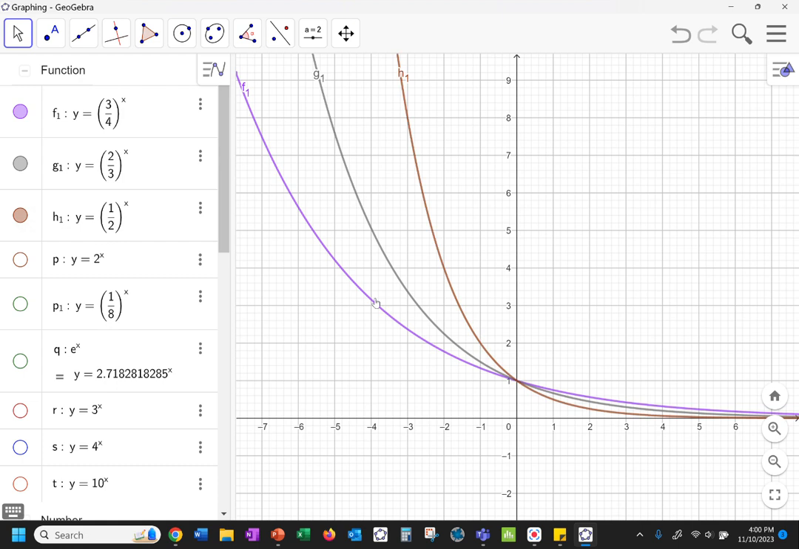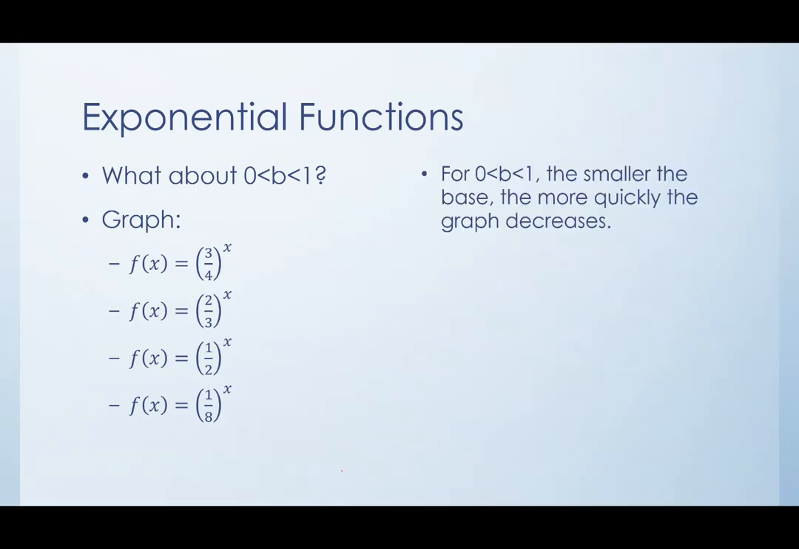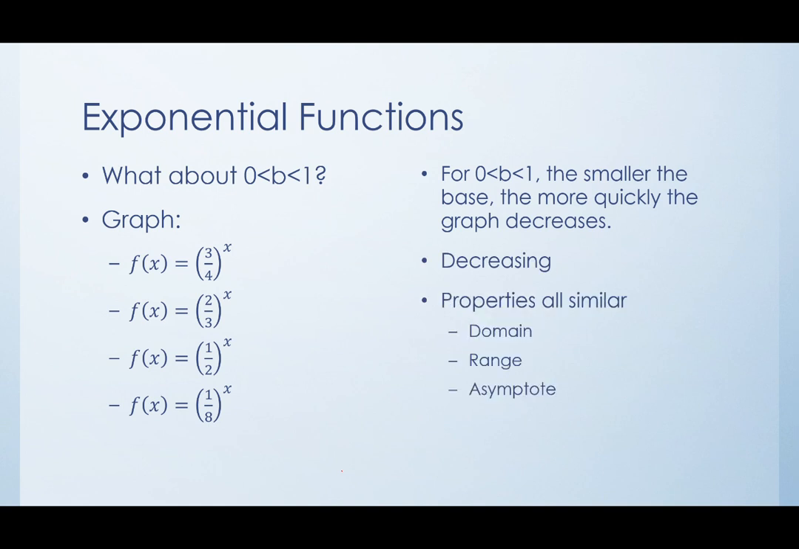The 1/2 to the x is dropping even faster until you get into positive x values, and then they kind of slow down a little. Well, no, they're still doing the same thing. And let's add the 1/8 to the x. Same story there, dropping faster and faster the smaller the base gets. So that's what we've got here. For our base being between 0 and 1, that's a decreasing function, and the smaller the base, the more quickly the graph decreases.